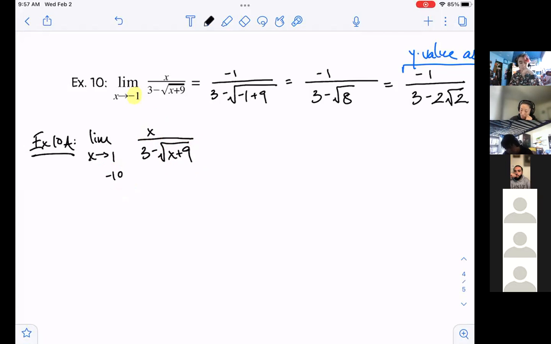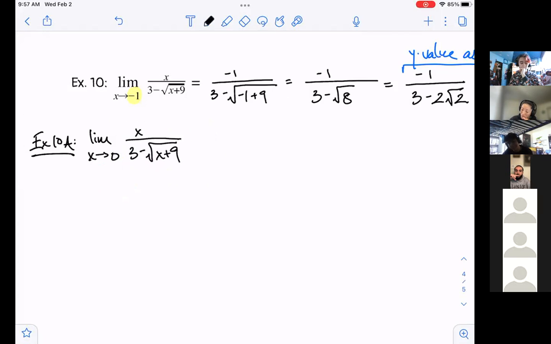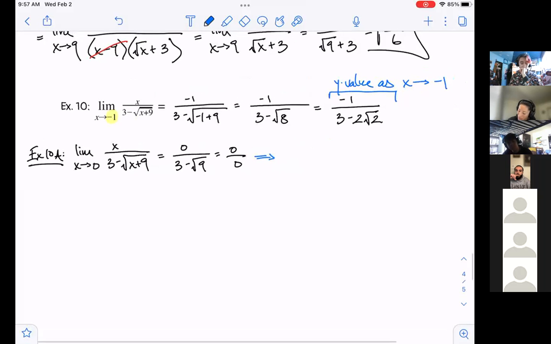Let's try 0. What happens when we plug in 0 into this function? If we plug in 0, we're going to get 0 over 3 minus the square root of 9, which is 0 over 0. And as mathematicians, we're like, okay, that's weird. But from last time, we saw that this means that there's a hole at x equals 0.